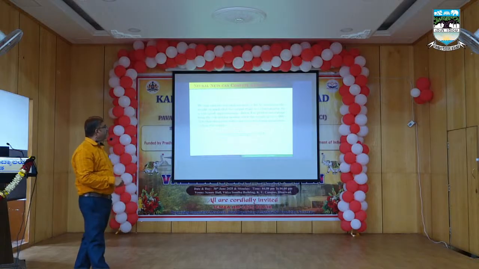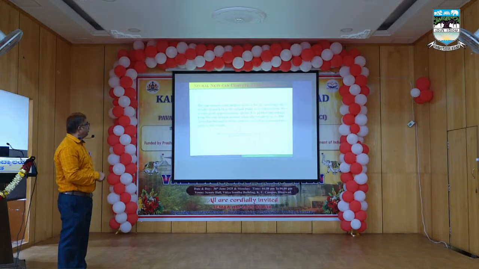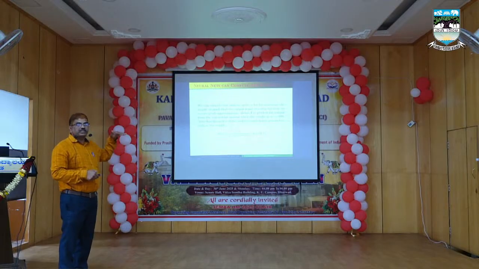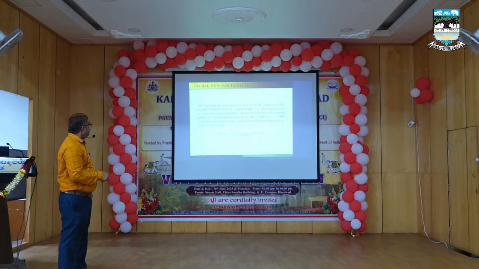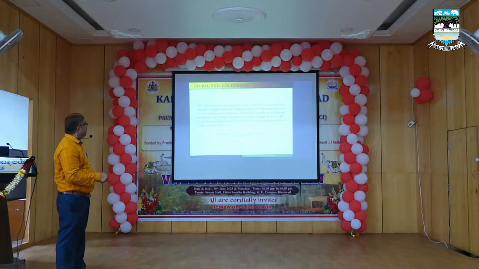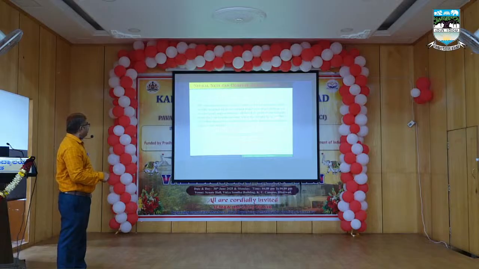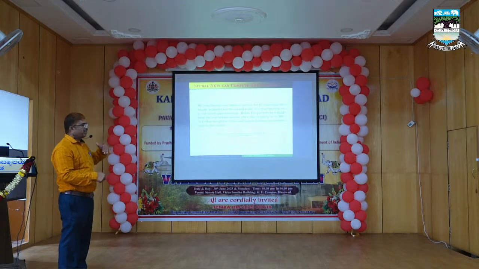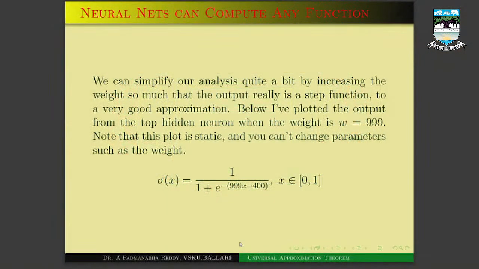We can simplify our analysis quite a bit by increasing the weights so much that the output really is a step function. To a very good approximation, below we have plotted the output from the hidden neuron. W is 999. Note that this plot is static and you can't change the parameters such as weights. So here, one weight, one bias.